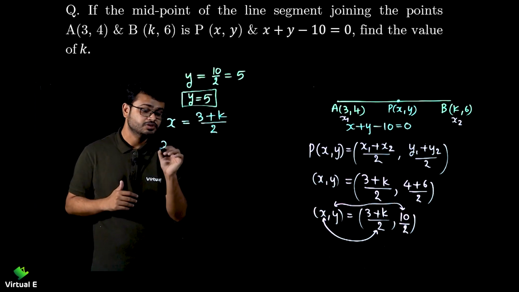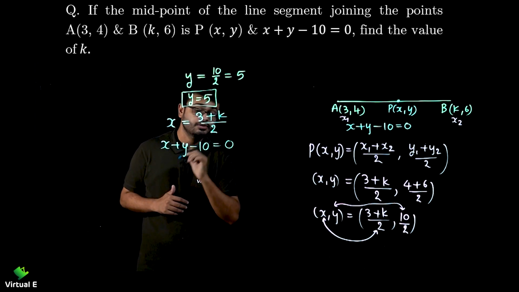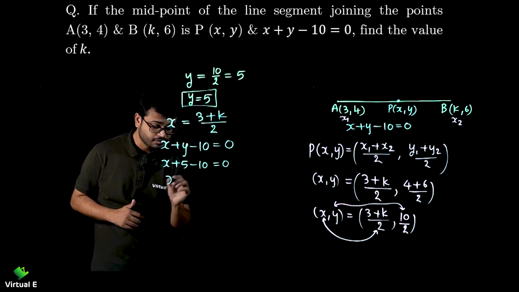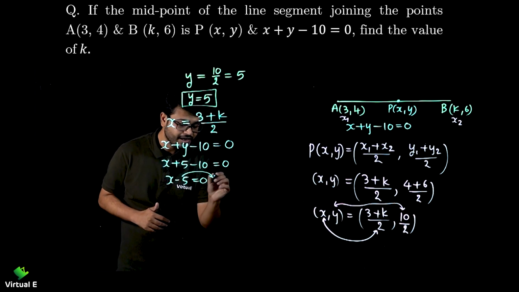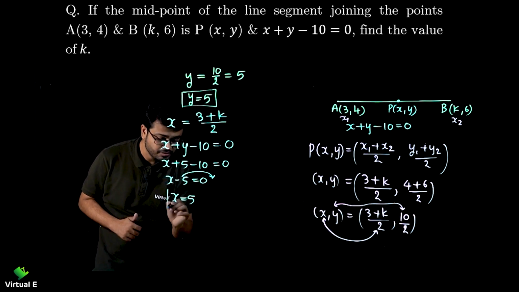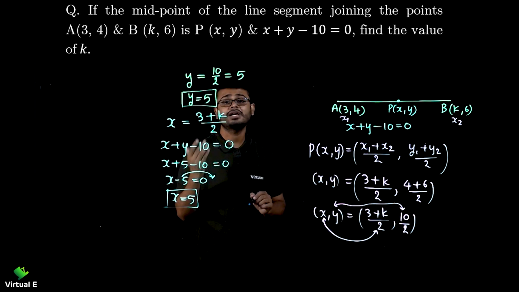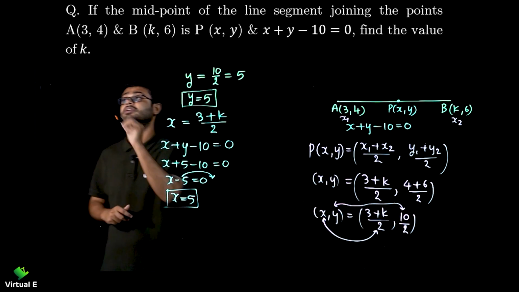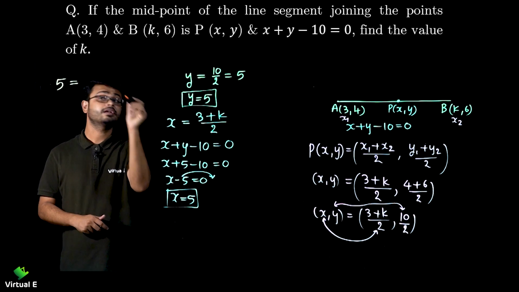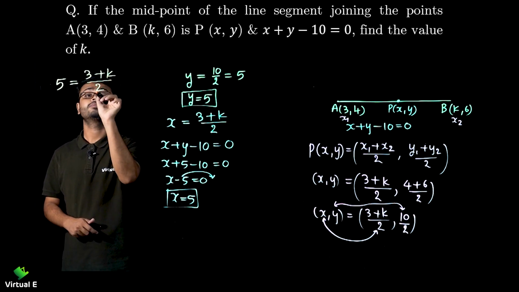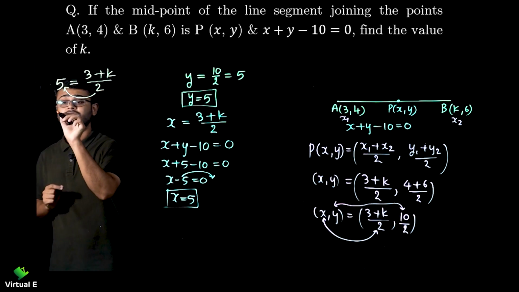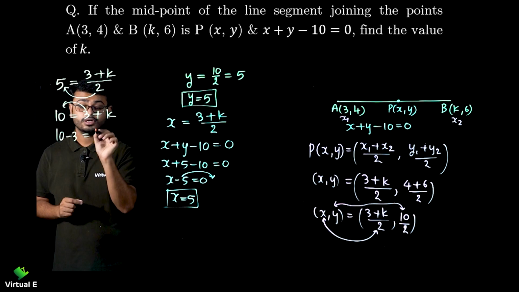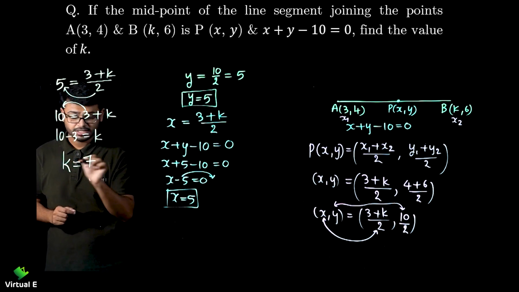So let's do it. X plus Y minus 10 is equal to 0. Instead of Y, I will write 5, so X plus 5 minus 10 is equal to 0. So X minus 5 is equal to 0. Let's shift 5, so X is equal to 5. X and Y, both values are 5. Let's substitute the value of X here and get the value of K. X, which is 5, is equal to (3 plus K) by 2. Let's multiply 2 with the 5, so that becomes 10 equals 3 plus K. Shift 3 over here, so 10 minus 3 gives K. So the value of K is 7.